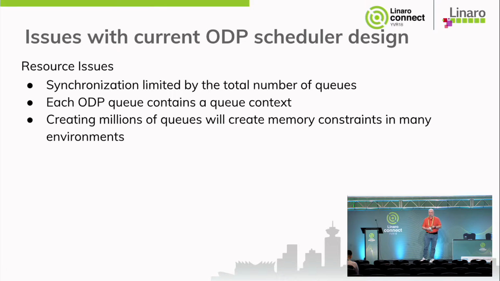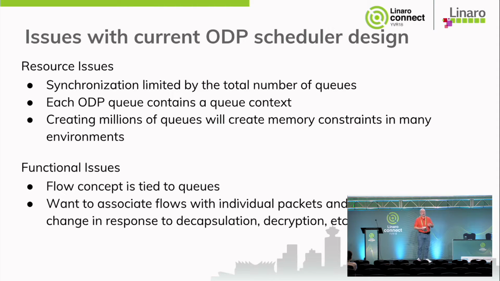There are, however, some issues with the current ODP scheduler design, and really two of them. The first one is a resourcing issue. Synchronization is limited by the total number of queues, and each ODP queue contains a queue context. So if I'm creating millions of queues, that may well result in memory constraints in many environments. Typically what I want is to support lots and lots of flows, but I don't necessarily need context associated with each of those flows. So having a full queue to represent that flow is perhaps overkill.